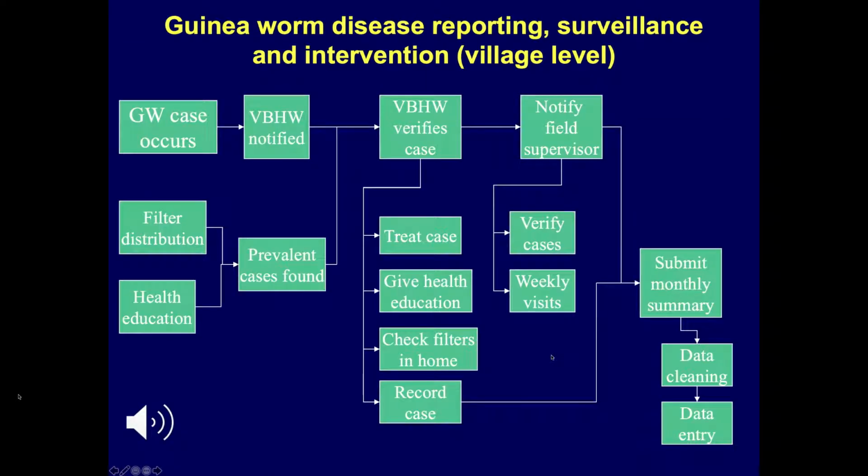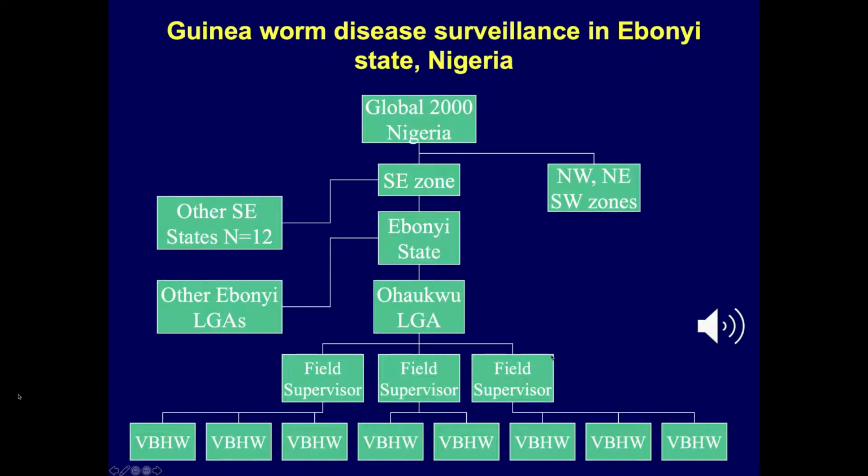And for another surveillance system that I was involved with and was trying to understand, it became helpful to work on the flow chart for how the surveillance system works. So this was made for the village level activity for guinea worm. And you can see what happens when guinea worm cases occur, and also how prevalent cases are found. And it goes all the way to the point of data cleaning and data entry. And then seeing how this larger surveillance system for one local government area fits into the national surveillance system.